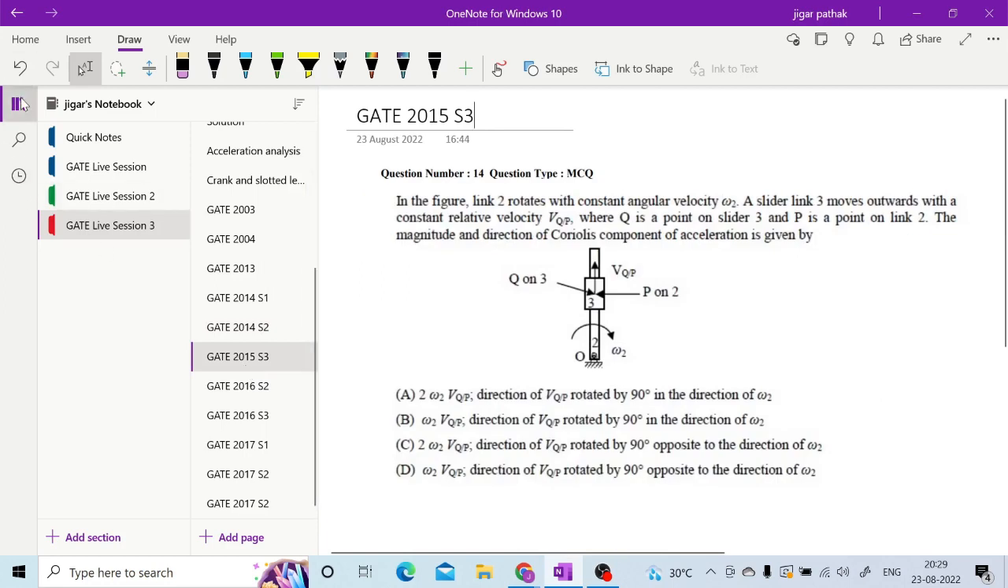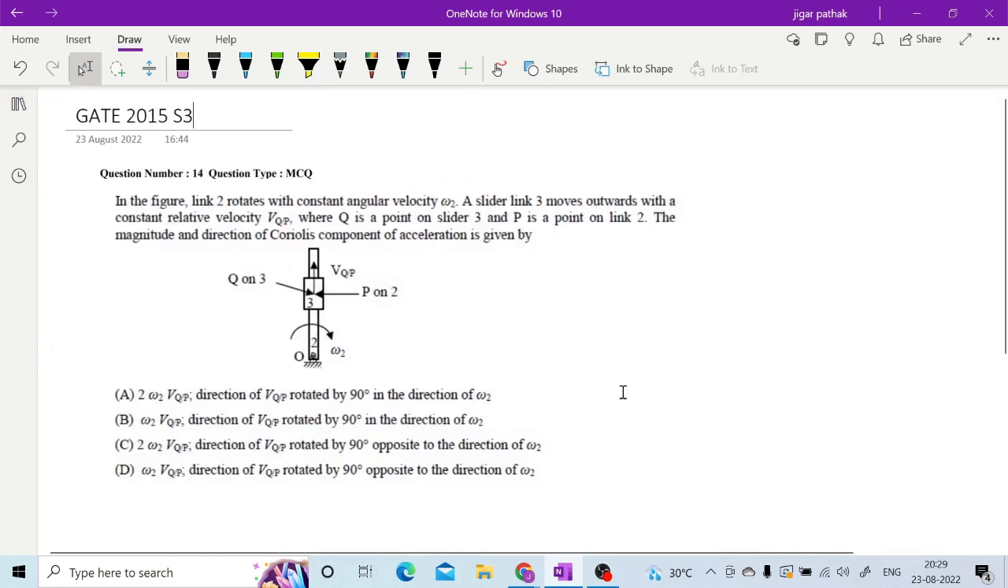This one is simple. In the figure, link 2 rotates with constant angular velocity omega, and slider link 3 moves outwards with a constant relative velocity VPQ, where Q is a point on the slider and P is a point on the link. The magnitude and direction of the Coriolis component of acceleration is given by which option? Can anyone answer this question? It is easy, right?